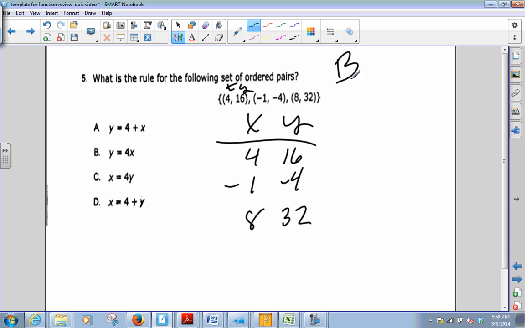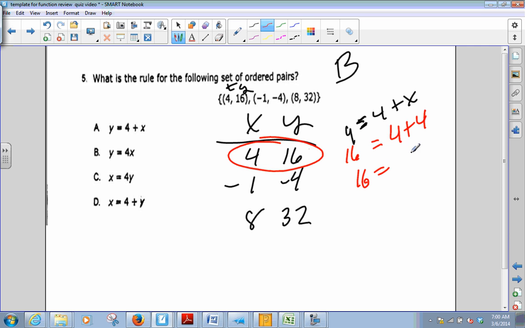So I'm going to try out A, which is y equals 4 plus x. That means that I should be able to take this ordered pair, put 4 in for x, so 4 plus 4, and I should get my y value out, which is 16. Well, 4 plus 4 is 8, not 16. So I know that A can't be the right answer.